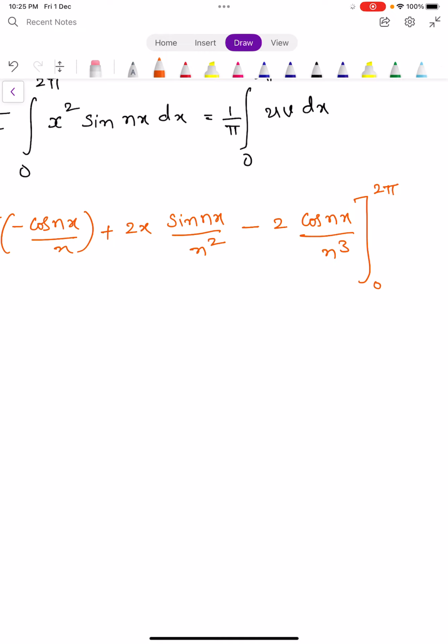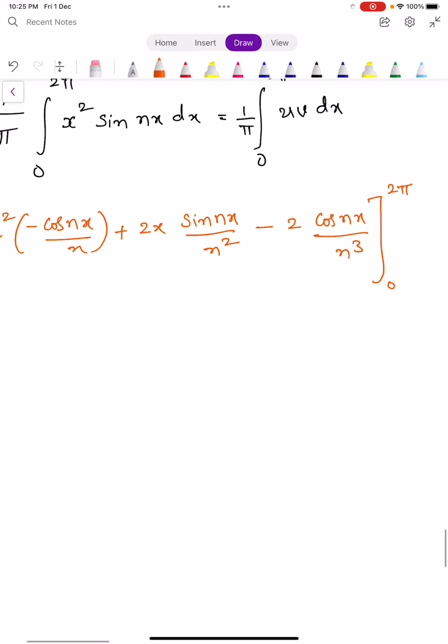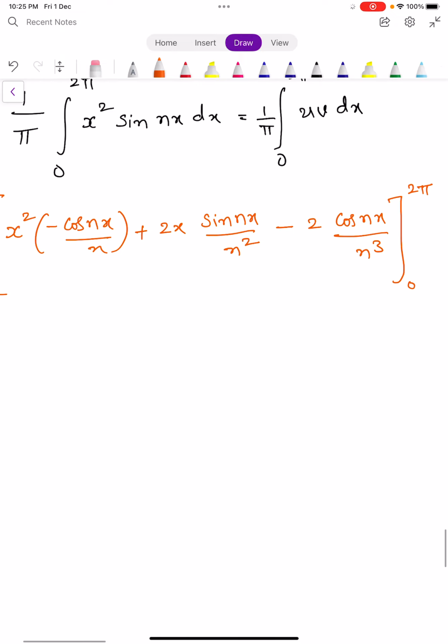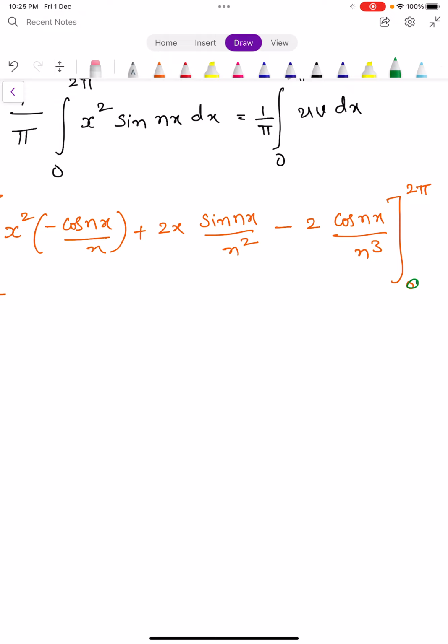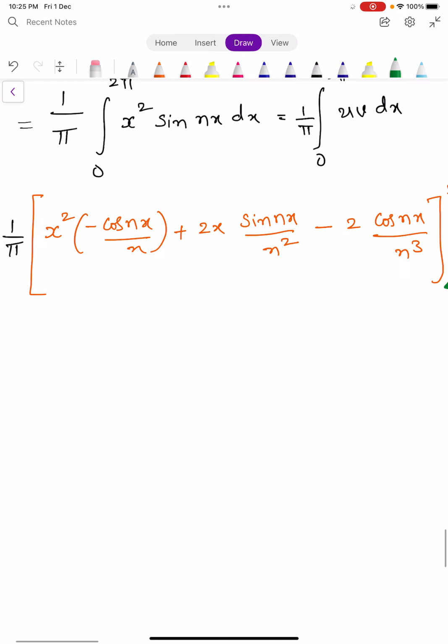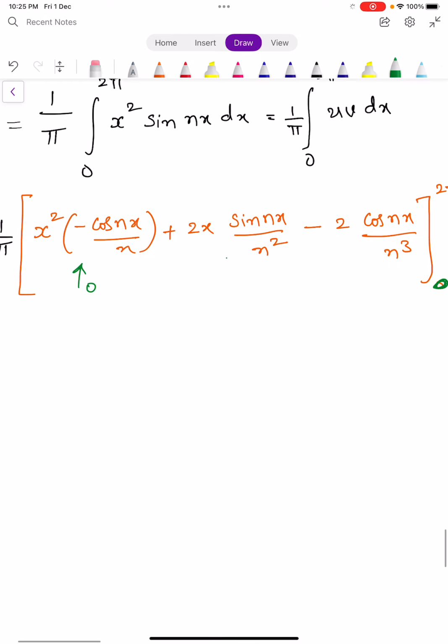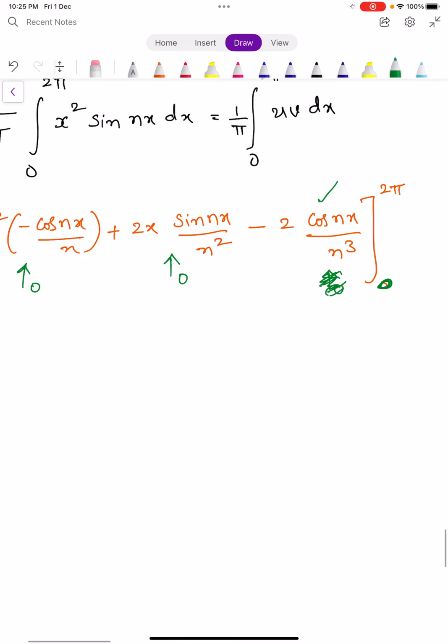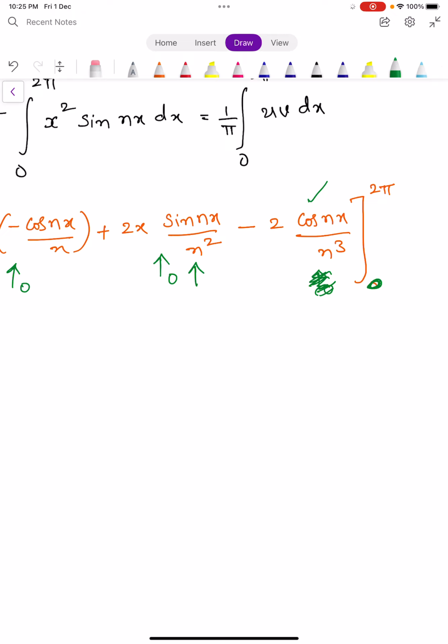So now let us simplify. Whenever you substitute the lower limit 0, this term is 0, this term is 0. You get only this term, which is not equivalent to 0. Whenever you substitute the upper limit, sin 2n pi is also equivalent to 0. The second term completely becomes 0 for both the lower limit as well as the upper limit.